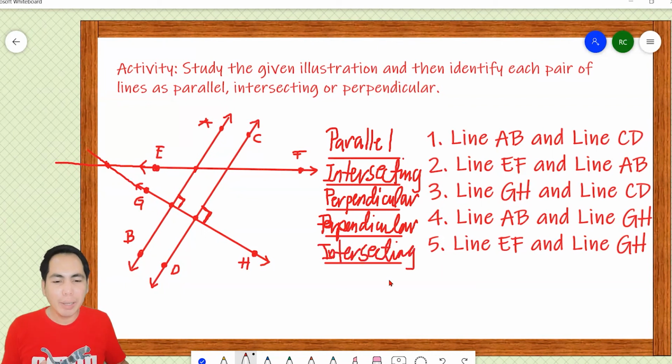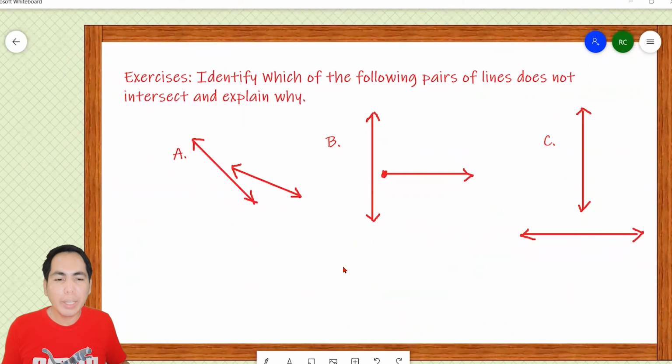So, this time, I will be giving you these exercises. All you have to do is to identify which of the following pairs of lines does not intersect and explain your answer. You just choose the letter of the correct answer and then explain your answers in the comment section found below.